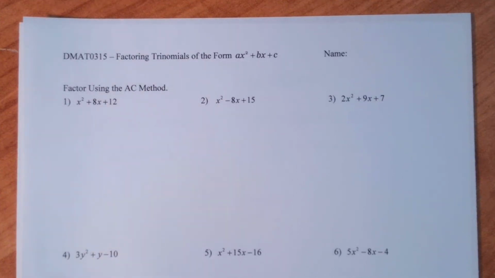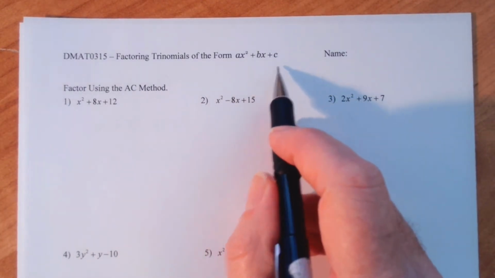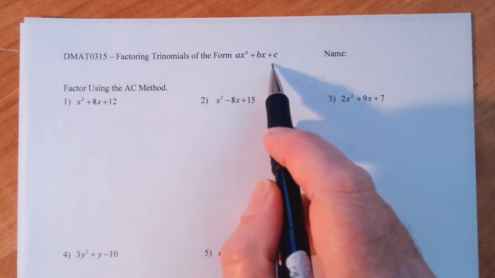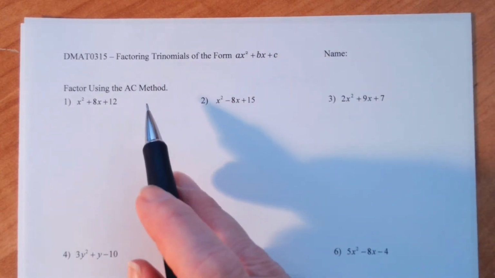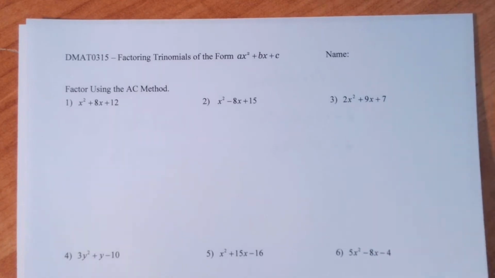All right, in this video I'll be discussing how to factor trinomials of the form ax squared plus bx plus c. In other words, they're quadratic. You're going to have an x squared term, an x term, and a constant. And we're going to use what's called the AC method.